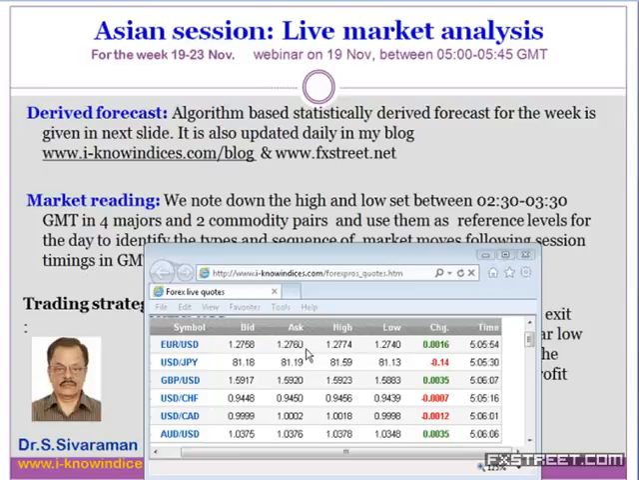In order to understand the market, first of all we have to understand the structure of the market, how the market is being structured. And you know that when you carry a position to the next day, they charge overnight interest.